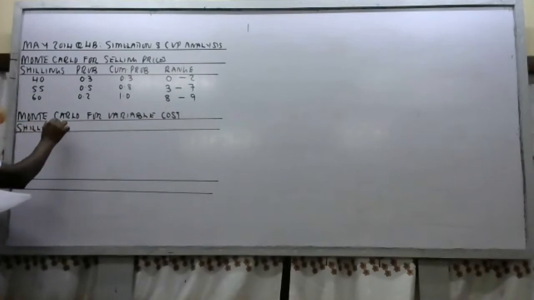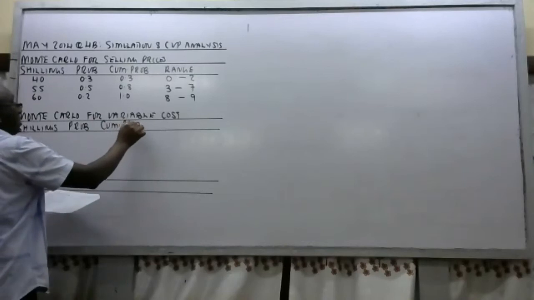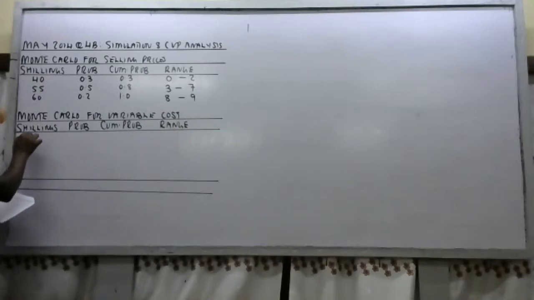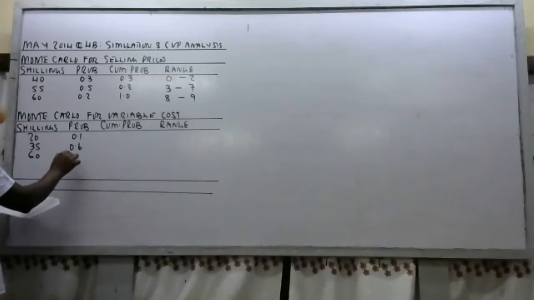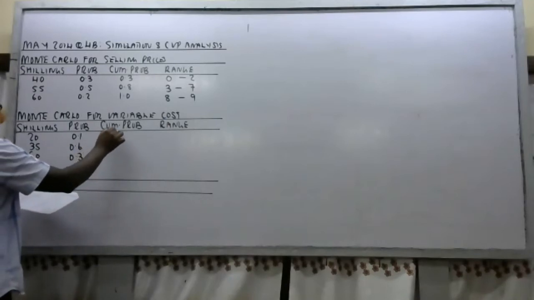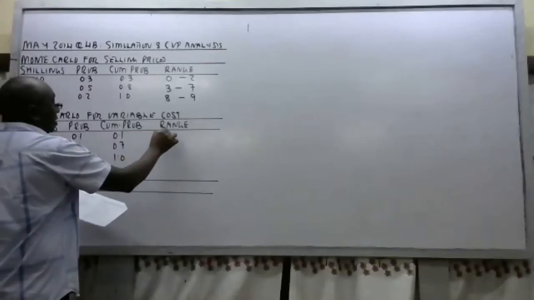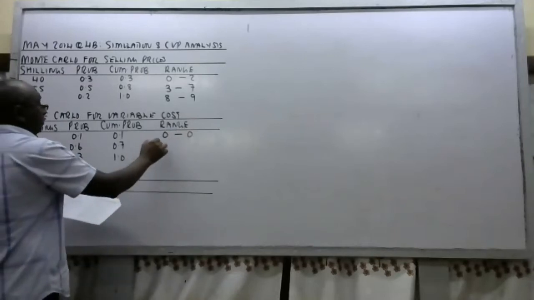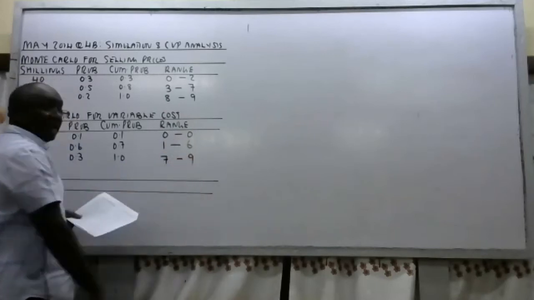So we have shillings here. We have the probability. We have the cumulative probability. And we have the range. So this one is 20, 35, and 60. 0.1, 0.6, and 0.3. Cumulative, I have 0.1, 0.7, and 1. So there's a 0 to 0, because that is the number, 1 minus 1. Then this one begins at 1 to go to 6. This one begins at 7 to go to 9.